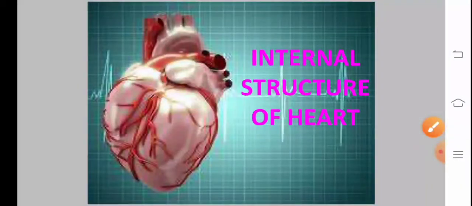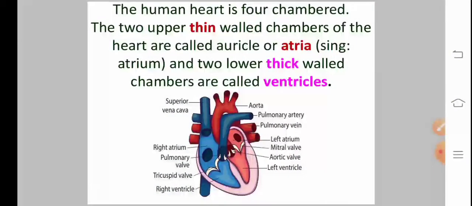Internal structure of heart. The human heart is four-chambered. The two upper thin-walled chambers of the heart are called auricle or atria. The two lower thick-walled chambers are called ventricle. The upper chambers are known as the atrium, two atria, and lower chambers are known as ventricles. Two ventricles are present in the lower part of the heart.